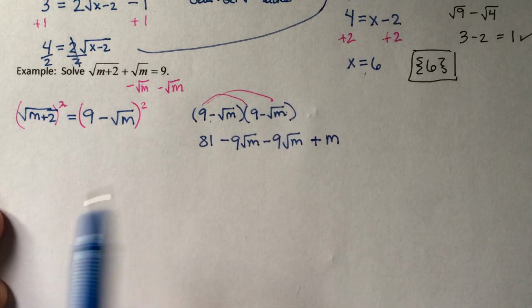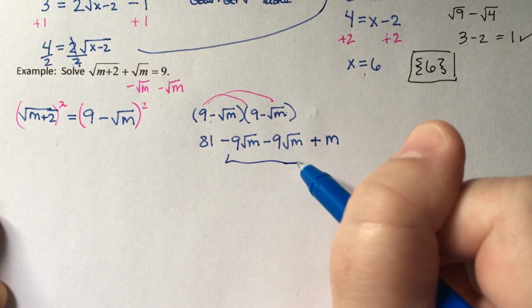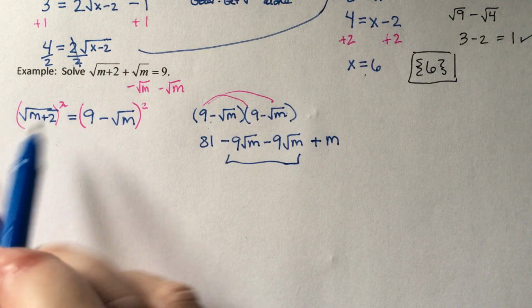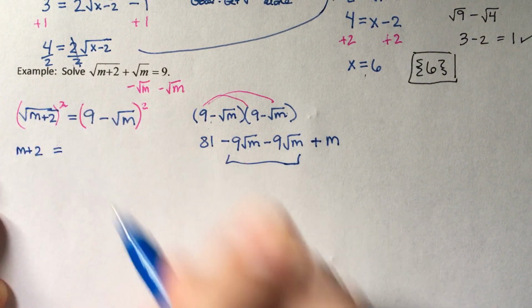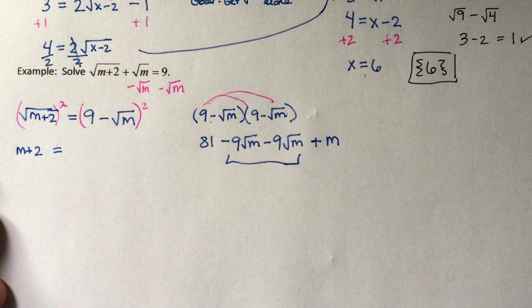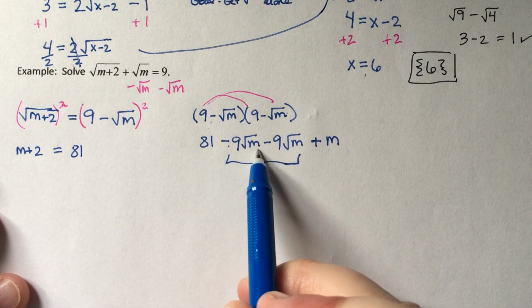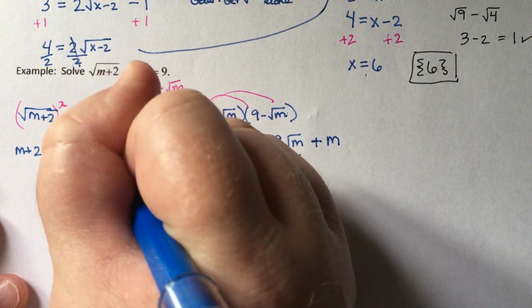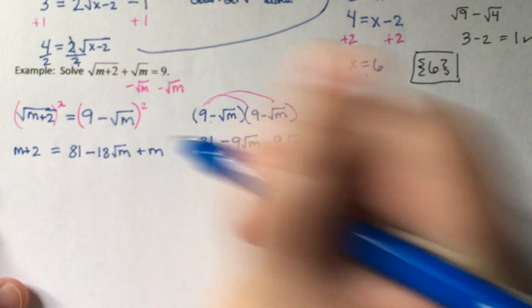Alright, so that was the FOIL part. Now let's go back to our equation. We can combine these like terms, put it all together, and see, hopefully it simplifies. So on the left side, the squaring undoes the square root. I just get m plus 2. On the right side, that's when I get this mess. So 81, if I have minus 9 of a square root and then minus another 9 of the same square root, that's minus 18 of those square roots, and then plus m.